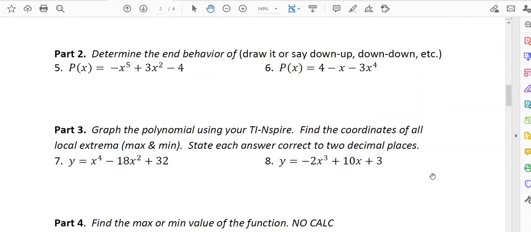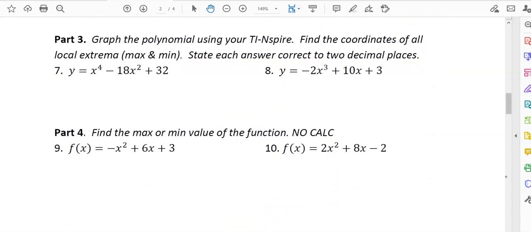Determine the end behavior. So look at the term with the largest degree. This is going to be up, down. Largest degree. This is going to be down, down. Those are quick, right? If you know what you're doing, you know the 4 cases. Graph them using your TI-Nspire.